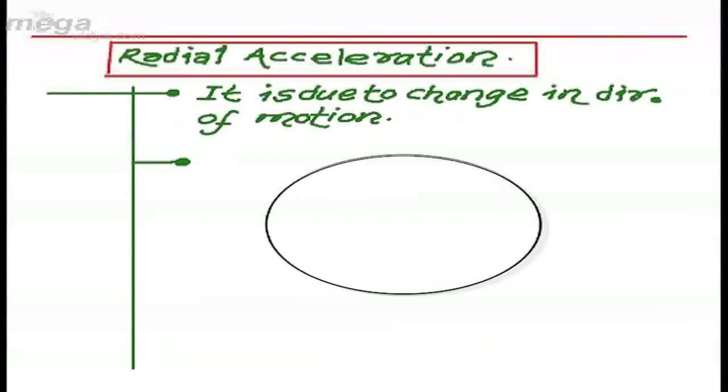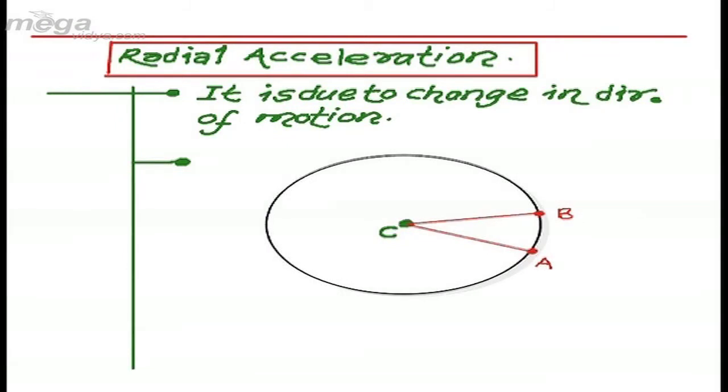Let us consider a particle revolving in this circular path about this center C. At any instant, say the particle is in this position, A, and after some time, after the passage of some time, it reaches somewhere at this point B.